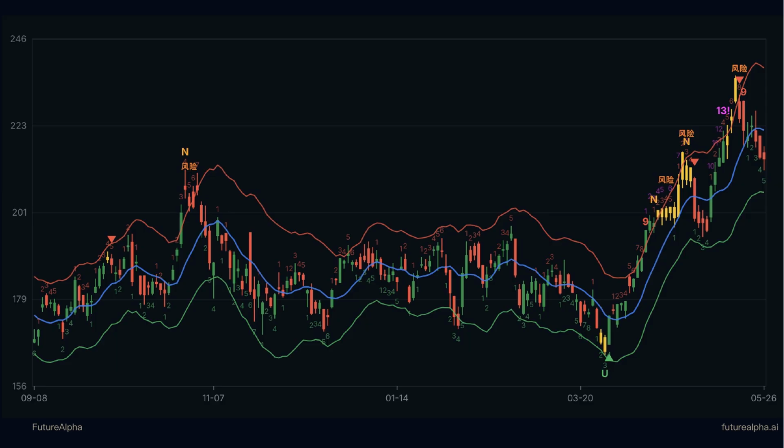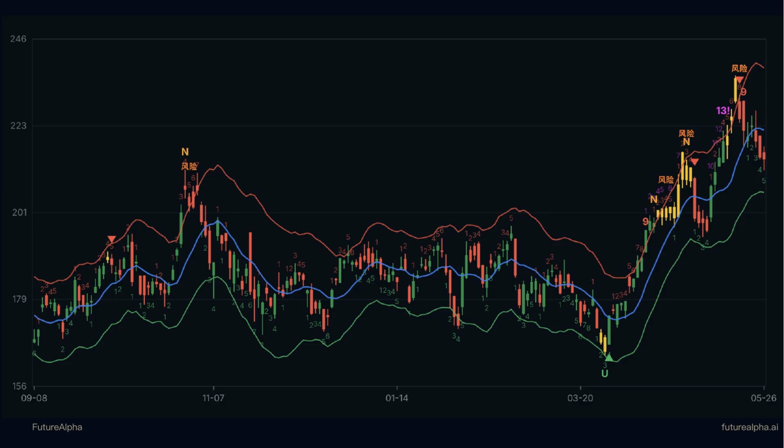The numbers on the chart are counters. They track how many consecutive days price has moved in one direction. When the count reaches 9, the system marks a signal, meaning momentum in that direction may be running out. If it continues to 13, that is an even stronger exhaustion signal.